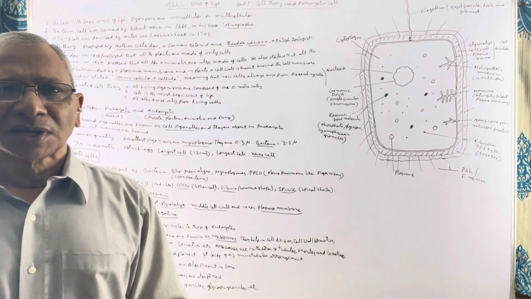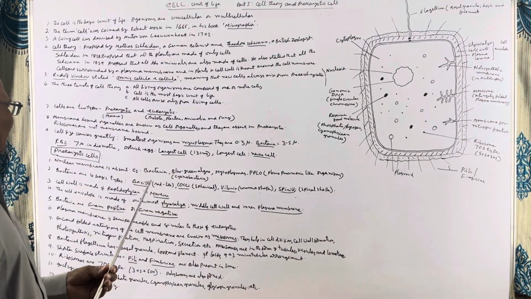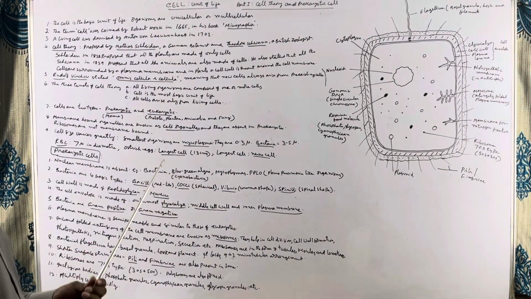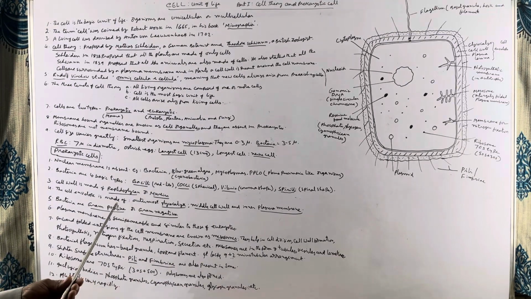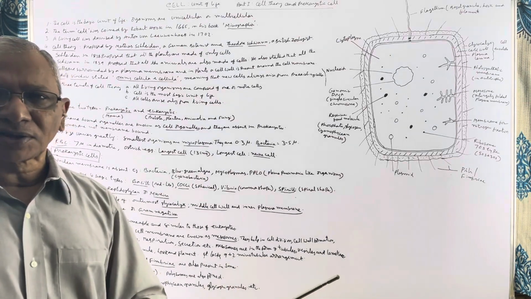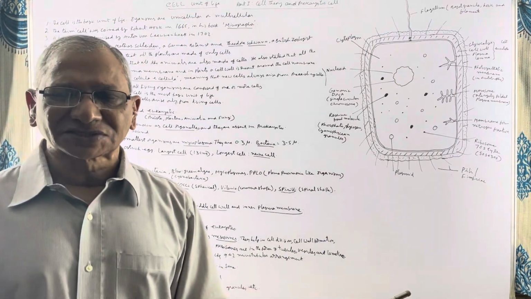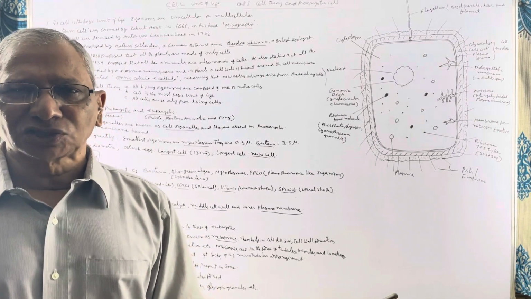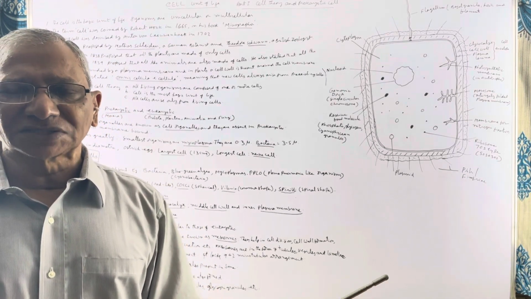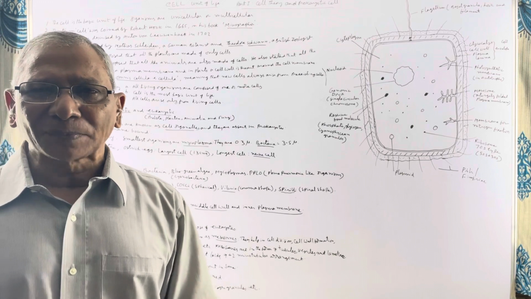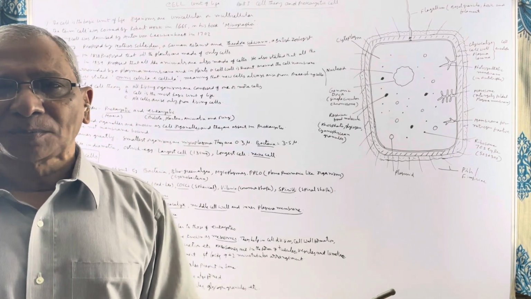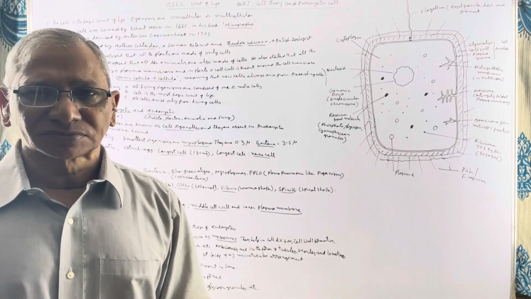Then, the next point is, in the prokaryotes, membrane-bound cell organelles are absent. There are membrane-bound cell organelles like chloroplasts, mitochondria, lysosomes, Golgi bodies, and so on. These are absent in prokaryotes but well developed in eukaryotes.